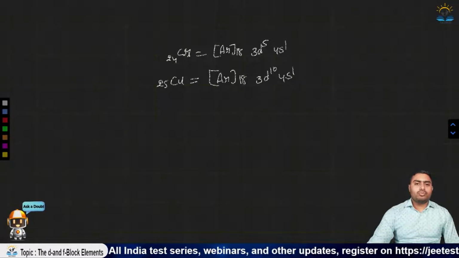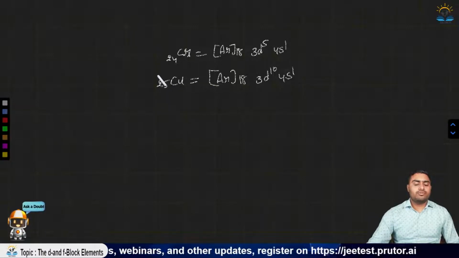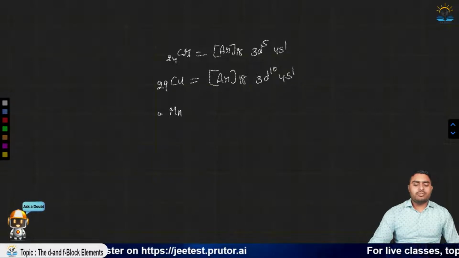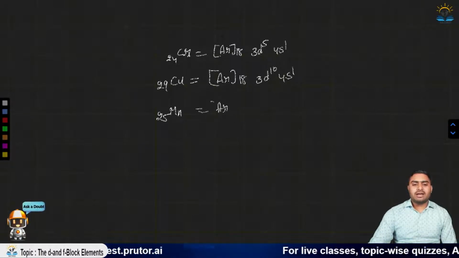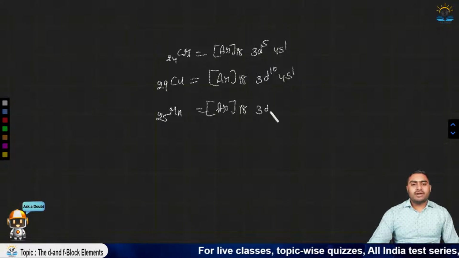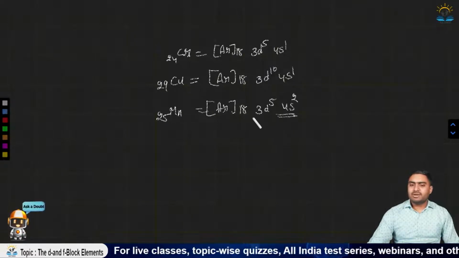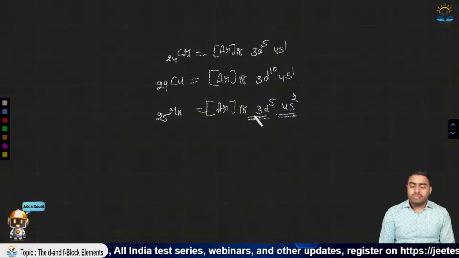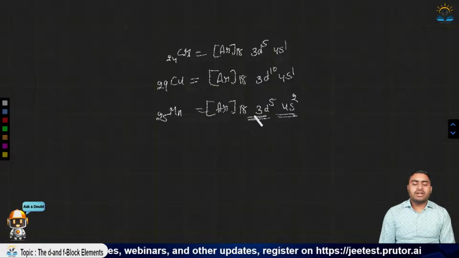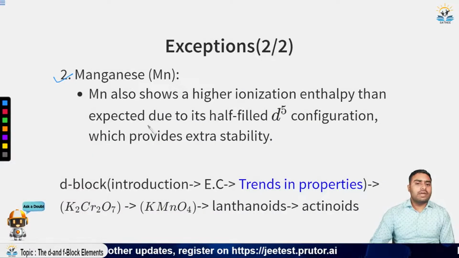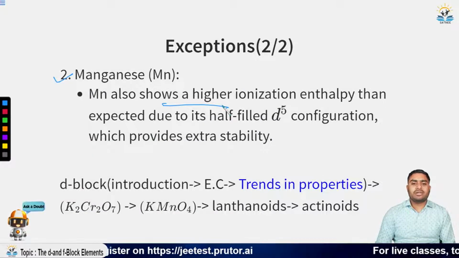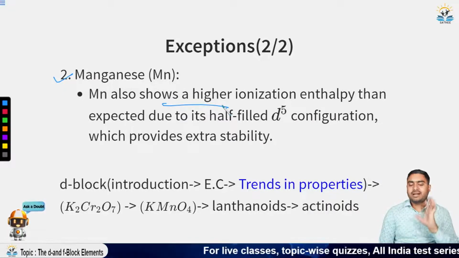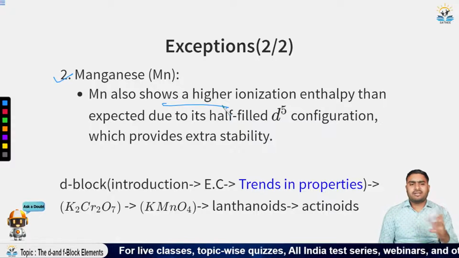For copper the atomic number is 29, and for manganese the atomic number is 25. The electronic configuration will be argon 18, 3d5 4s2. The d subshell is half filled, so is it easy to remove the electron from the outermost shell of this manganese atom? No, definitely it requires more energy, right? So manganese also shows a higher ionization enthalpy than expected due to its half filled d5 configuration, which provides extra stability. You know the reasons like exchange energy and other factors very well.